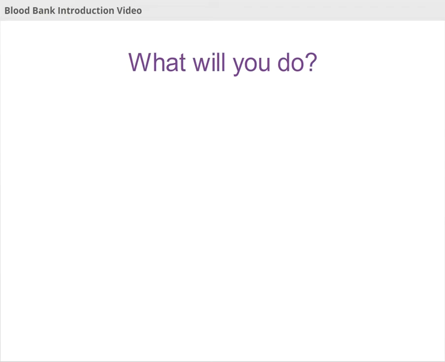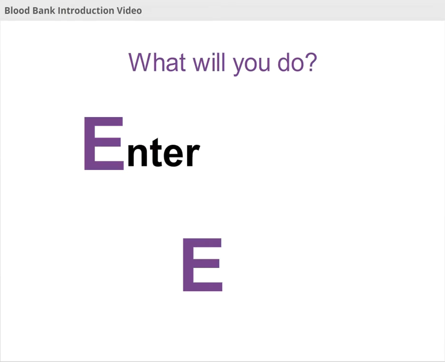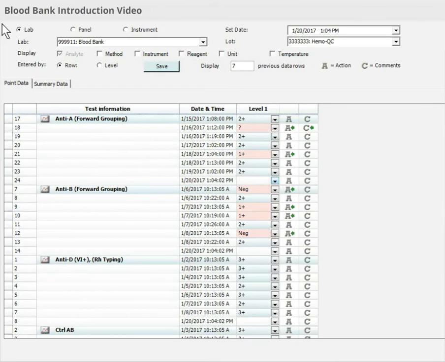Now, what will you actually be doing in the software? Your routine process will follow the 2 E's: enter and evaluate. First, we'll look at how to enter your QC. You simply select the result from the drop-down list for each test. Watch as I enter a few rows.